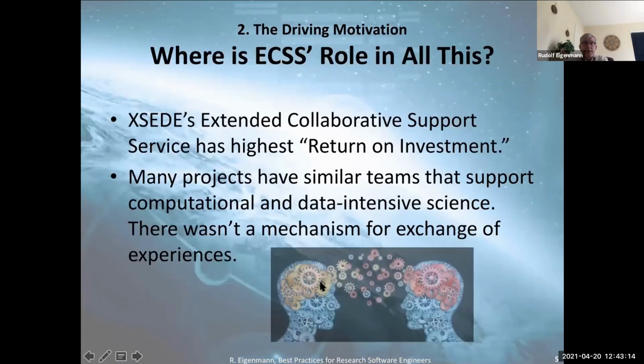So where's the ECSS role in all this? We just said computational data science is incredibly important. We all know that the physicists, we've heard that many times, physicists, biologists, chemists, they want to focus on their work. We need to support them in developing their computational applications. The return on the investment is extremely high.